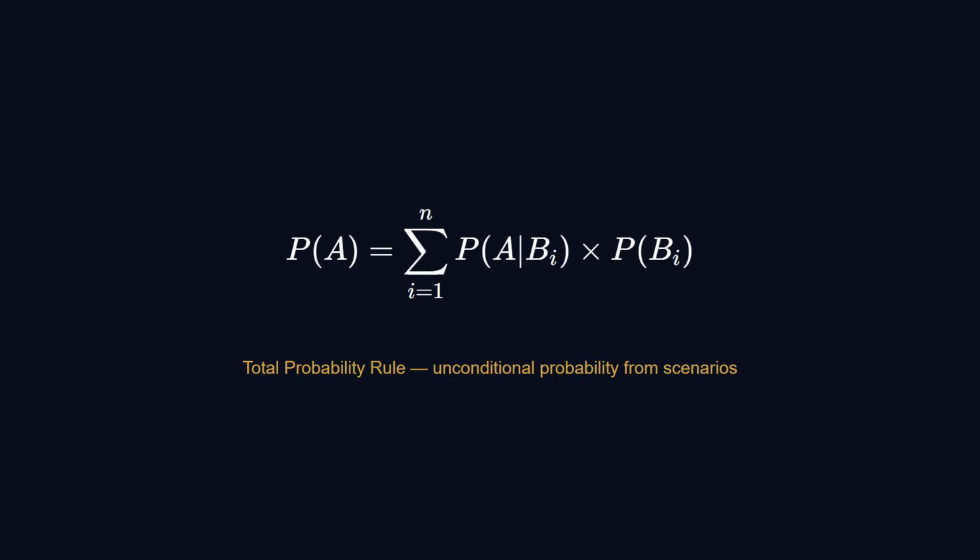Think of it like this. You want to know the overall probability that your portfolio declines. There are two scenarios, recession and no recession. These are mutually exclusive and exhaustive. You know P of portfolio decline given recession and P of portfolio decline given no recession. The total probability rule combines these conditional probabilities weighted by how likely each scenario is.